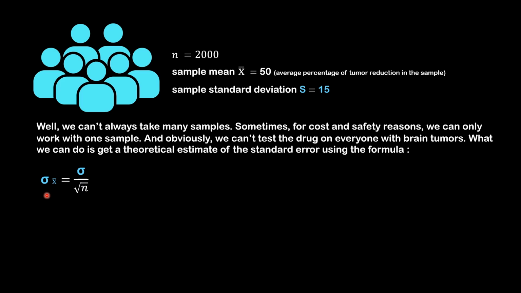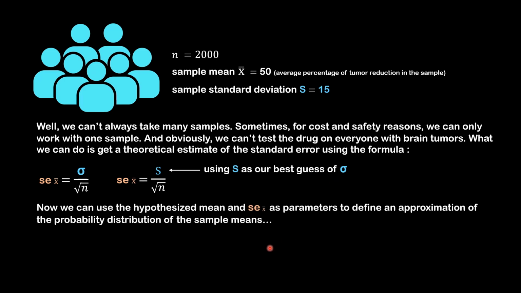So like I said, the standard deviation of the sample means is more commonly known as the standard error. Here we don't know sigma, the standard deviation of the population, so we must use the sample standard deviation, S, which is equal to 15 in this case. We're going to use it as our best guess for sigma.